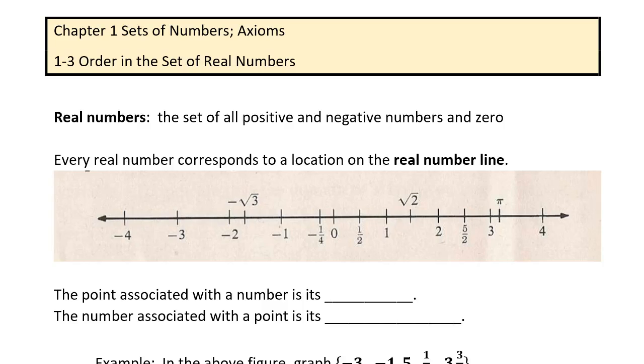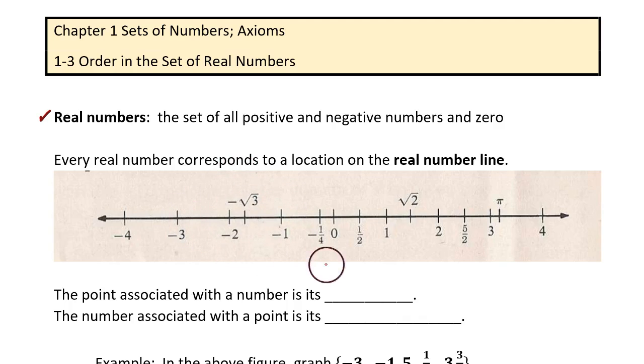This video is for section 1-3, order in the set of real numbers. The first vocabulary word is real numbers. The set of all positive and negative numbers and zero are called real numbers. Now, every real number corresponds to a location on the real number line.